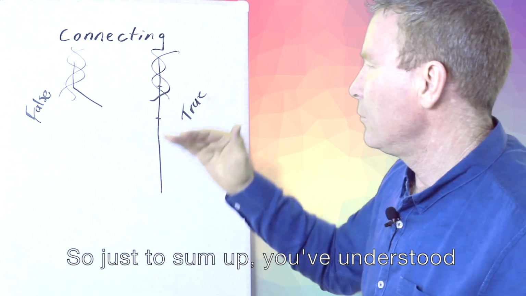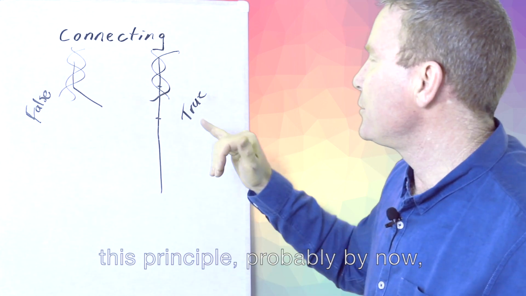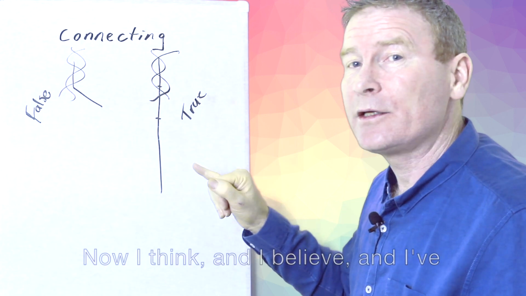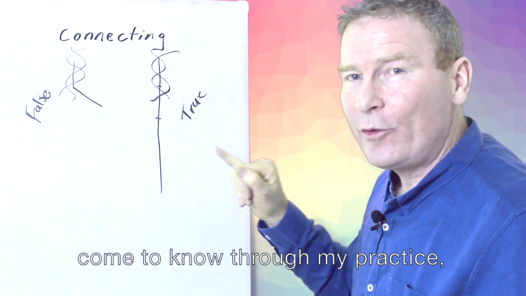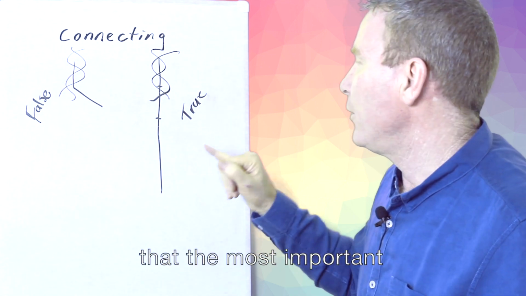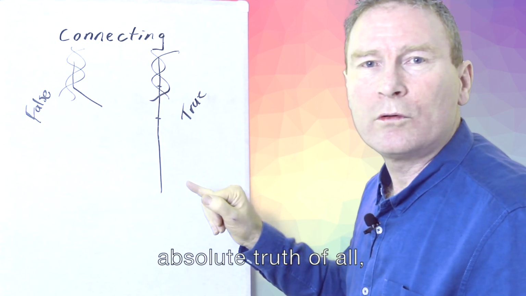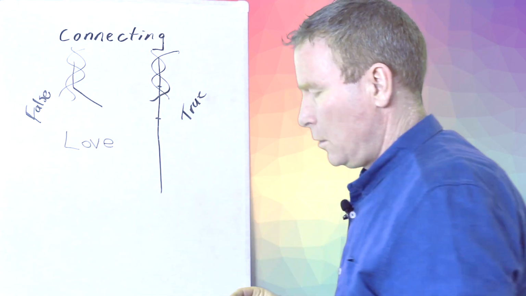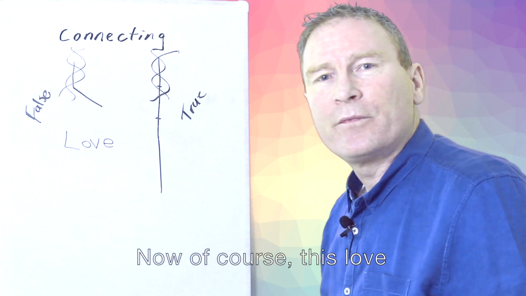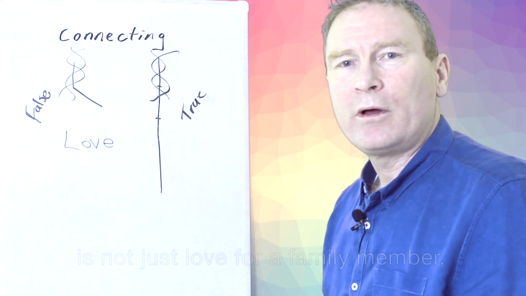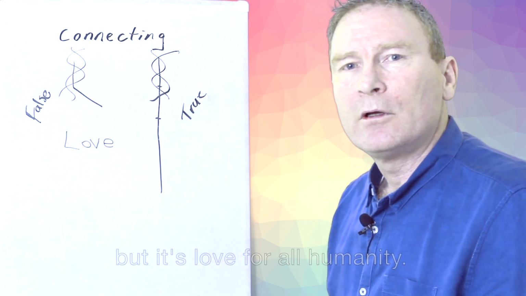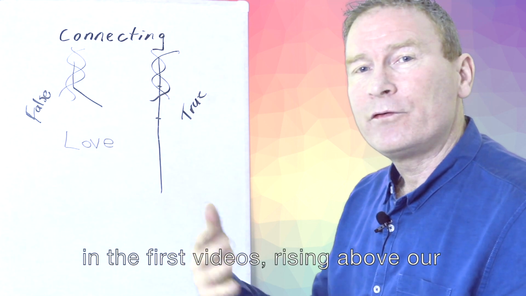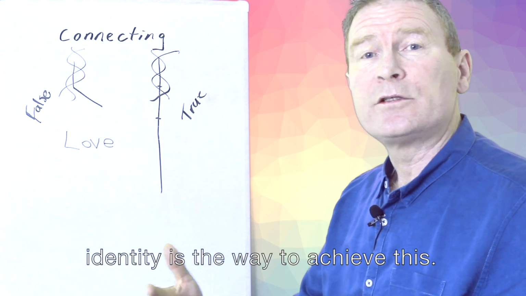Okay, so just to sum up, we've understood this principle probably by now: what is the absolute truth? The absolute truth that will heal us. Now I think, and I believe, and I've come to know through my practice, that the most important absolute truth of all is love. And of course, this love is not just love for a family member or someone close to you, but it's love for all humanity. And as we spoke about earlier in the first videos, rising above our identity is the way to achieve this.